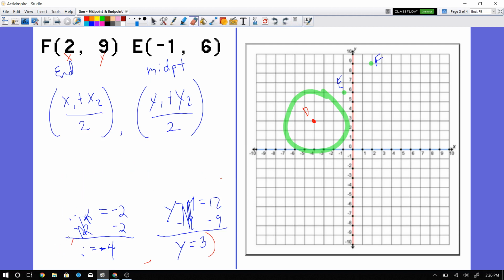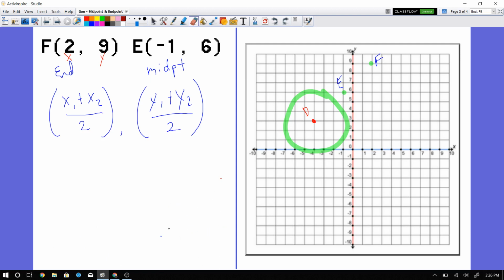So, a visual is a good way to check it. All you have to do is ask for some graph paper, make a graph, take the time to plot it. And what I'm going to do is take D and take F. I'm going to use the midpoint formula to see if we get -1, 6. If we do, then we just got an answer, we plugged it back in, and we got where we started, which was E.